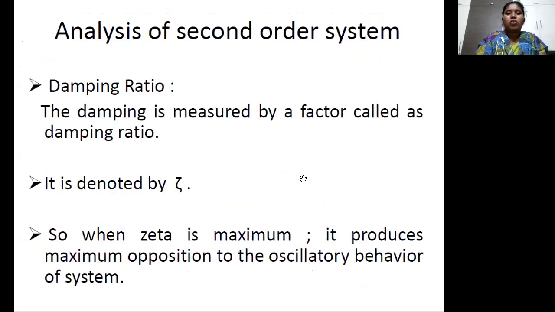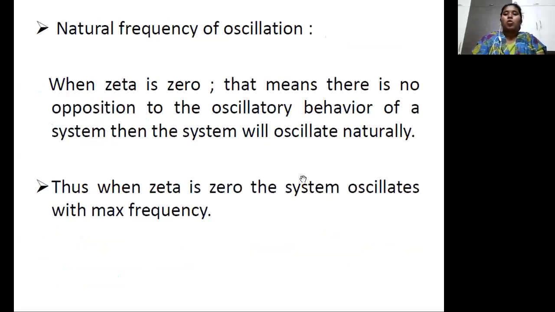And coming to the second order system, to analyze the second order system, the parameter we are considering here is the damping ratio, which is represented with zeta. If zeta is maximum, it produces the maximum opposition to the oscillatory behavior of the system. If zeta is minimum, it produces no opposition to the oscillatory behavior of the system. Then the system will oscillate naturally. So when zeta is 0, the system oscillates with a maximum frequency because there is no opposition in the system.